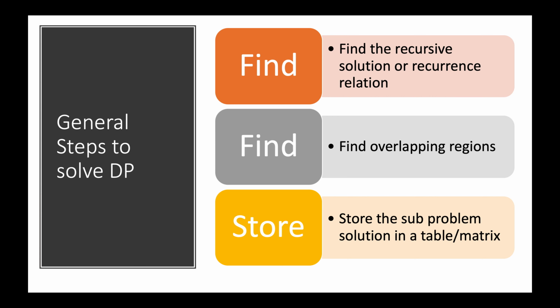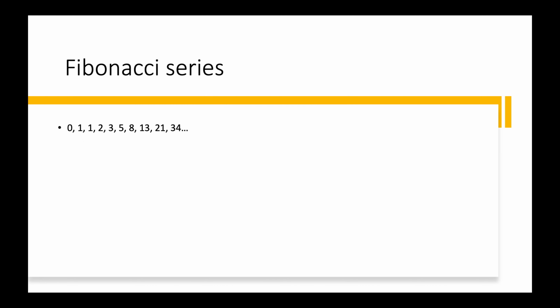These are the general steps to solve a dynamic programming solution. First, you have to find a recursive solution or recurrence relation to the problem. Second, you have to find the overlapping regions. Third, you have to store the subproblem solution in a table or a matrix. We will look at all these steps with the help of an example.